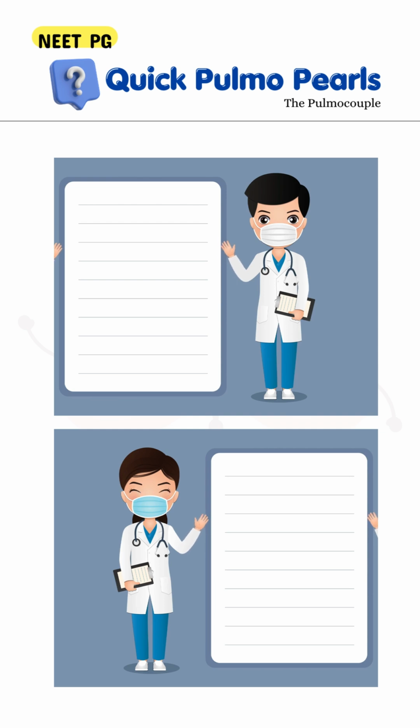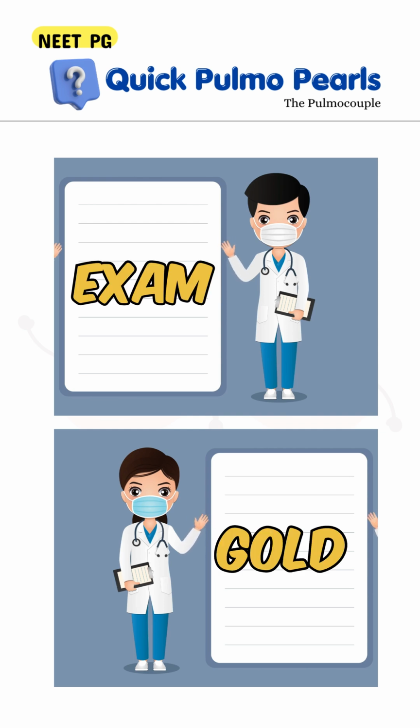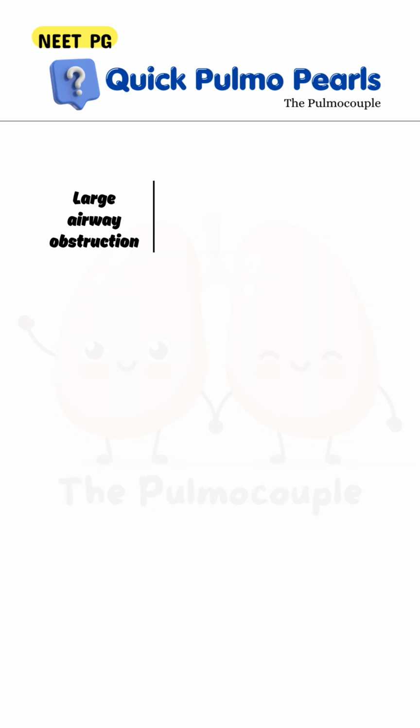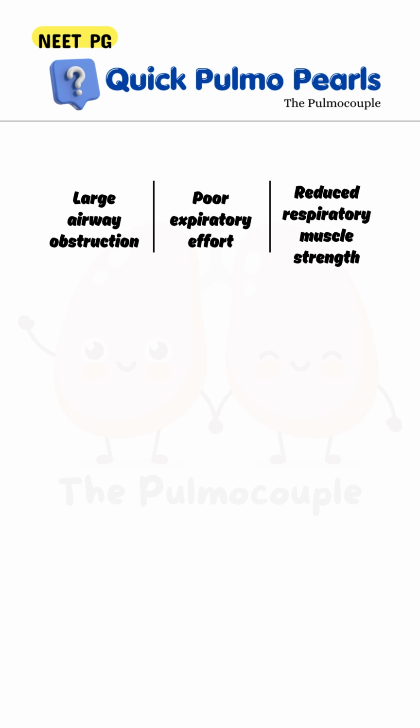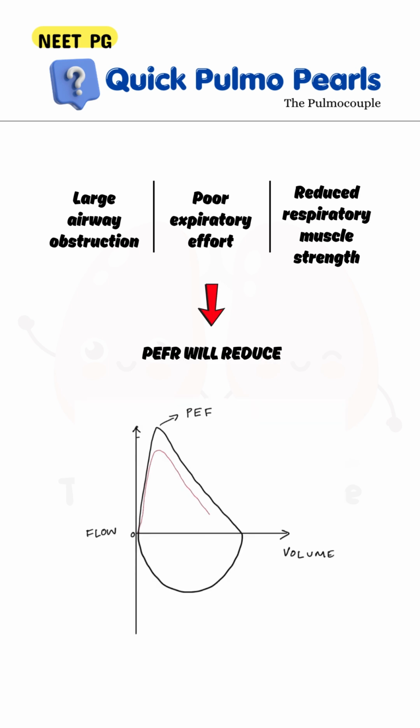Now here's what's clinically significant, and that is exam gold. If there is any obstruction in the larger airways, or if the patient makes a poor expiratory effort, or has reduced respiratory muscle strength, the PEFR will reduce. The person simply won't be able to generate that initial sharp flow.